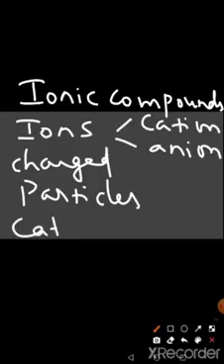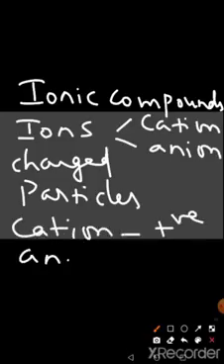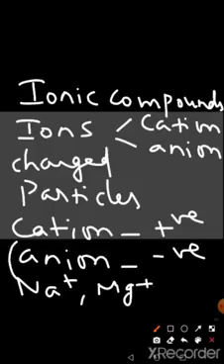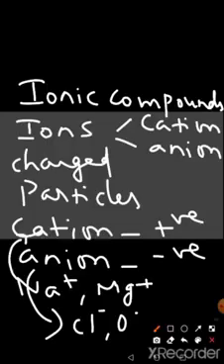Cation means what? Positively charged. And anion, negatively charged. So your metals like sodium, potassium, magnesium, these are all coming under the category of cations. And anions, you can give all non-metals like chlorine, oxygen, all those things. They are negatively charged.